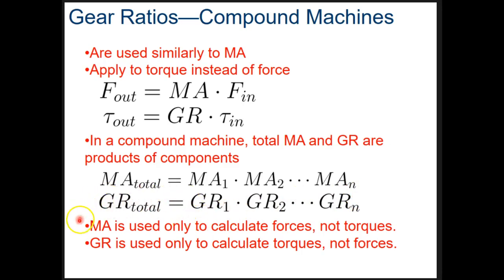But you need to keep in mind the last 2 lines are the most important on this slide. The mechanical advantage only applies to forces, not torques. And the gear ratio only applies to torques, not forces. You cannot interchange mechanical advantage and gear ratios. You have to handle those independently. They are describing different physical characteristics. So we're talking about forces versus torques. They are not the same thing.